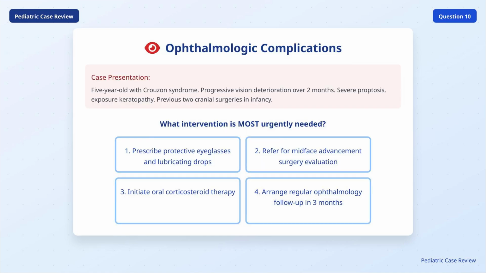A 5-year-old child with craniosynostosis syndrome complains of progressive vision deterioration over 2 months. Examination reveals severe ptosis and exposure keratopathy. The child has had 2 cranial surgeries in infancy. What intervention is most urgently needed?